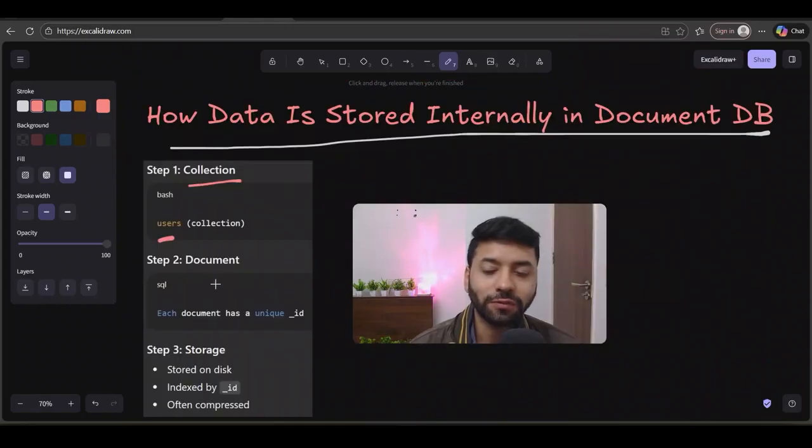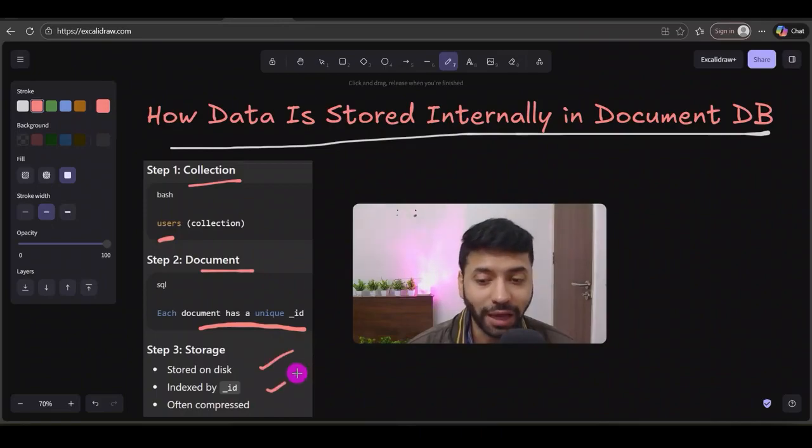Okay, so the next thing is we store a single unit as a document, right? Each document has a unique ID. When we talk about the storage, it is stored on disk. It is indexed by ID, like this ID that we have for a document, correct? And then it is often compressed.